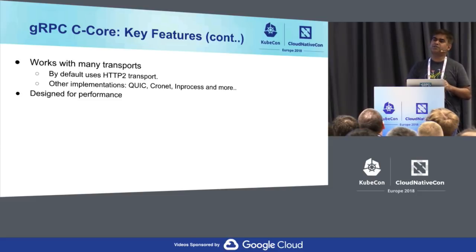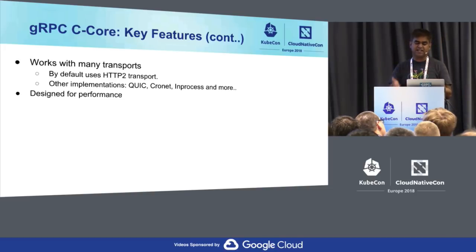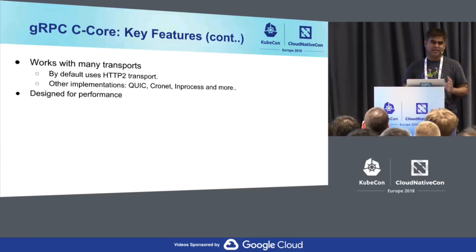gRPC works with many transports. By default, it uses HTTP2. It's built on HTTP2, but it can use other transports. We have implementations running in production using other transports, like Cronet or QUIC, which is UDP-based, and a few more. Most of the architecture of core is designed by keeping performance in mind. There are a lot of optimizations we do, a lot of design choices. That's probably a different talk, so I won't be getting into that aspect in this talk.